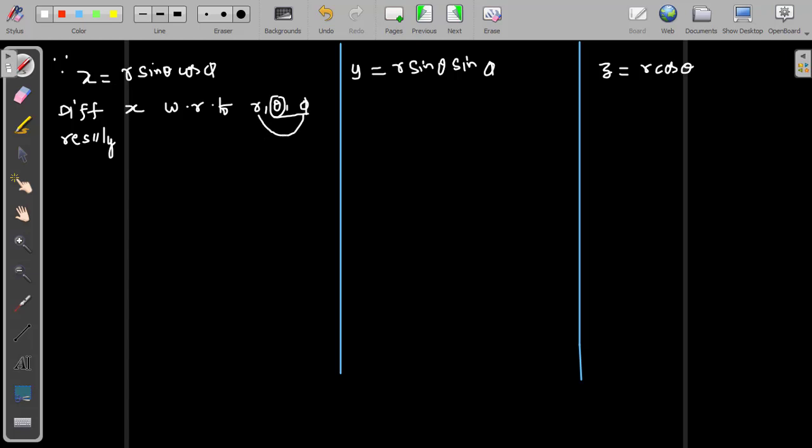So finally, differentiate with respect to phi. When you differentiate with respect to phi, the remaining two variables, r and theta, are constants. This is the idea you know from before. So in partial differentiation, we differentiate x with respect to r, theta, phi respectively. Here the differentiation is partial. Partial means we differentiate partially with respect to each variable.